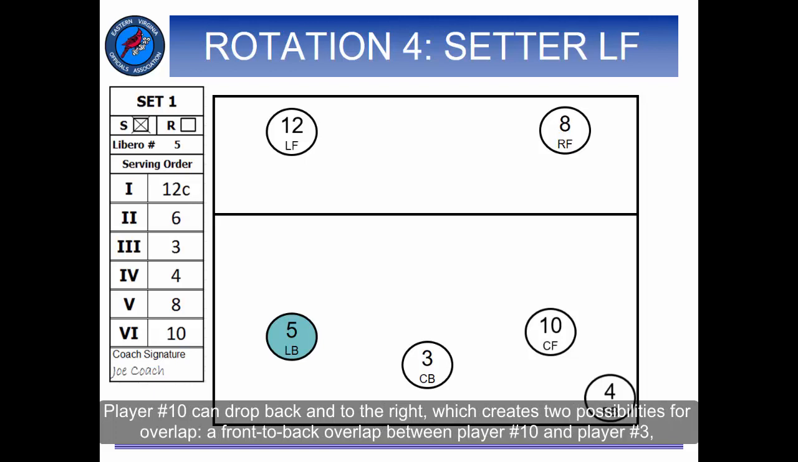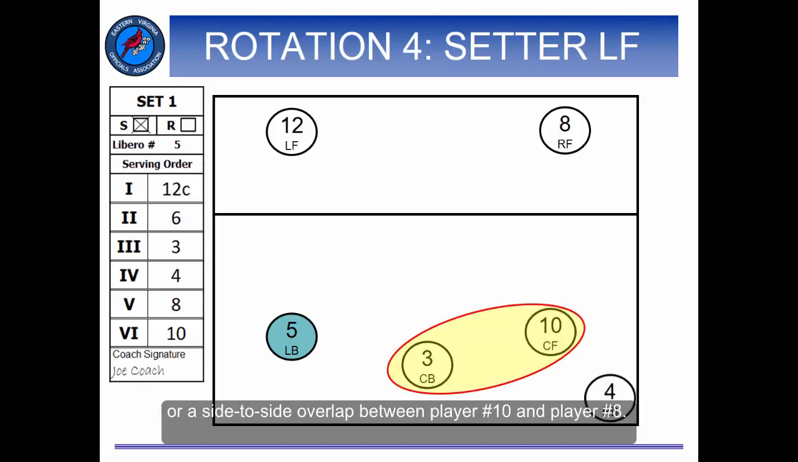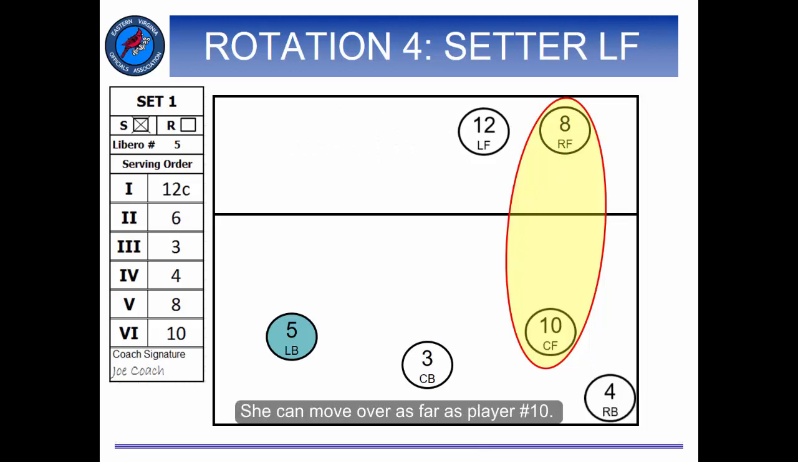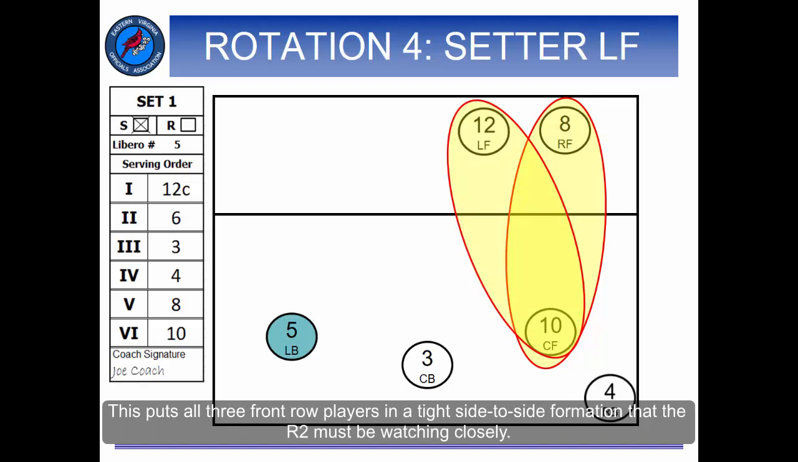Player number 10 can drop back into the right, which creates two possibilities for overlap. A front-to-back overlap between player number 10 and player number 3, or a side-to-side overlap between player number 10 and player number 8. This movement has also bought the setter some room to pinch in on the court and move closer to the target passing area. She can move over as far as player number 10. This puts all three front row players in a tight side-to-side formation that the R2 must be watching closely.